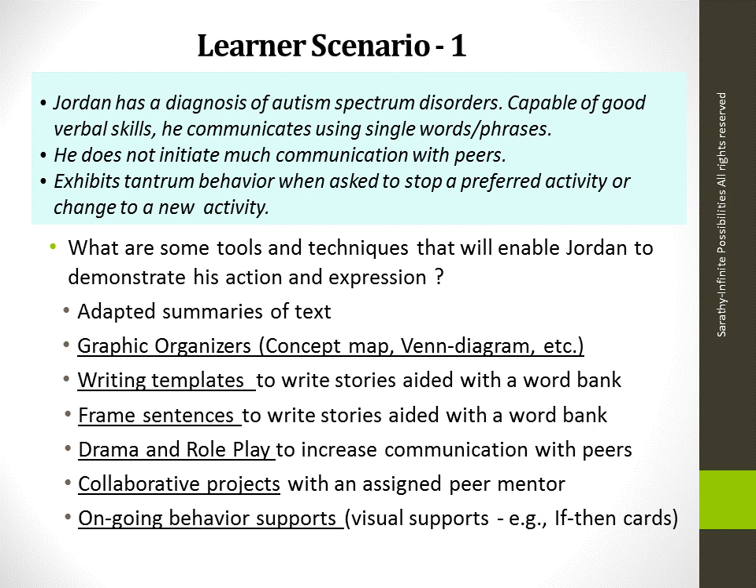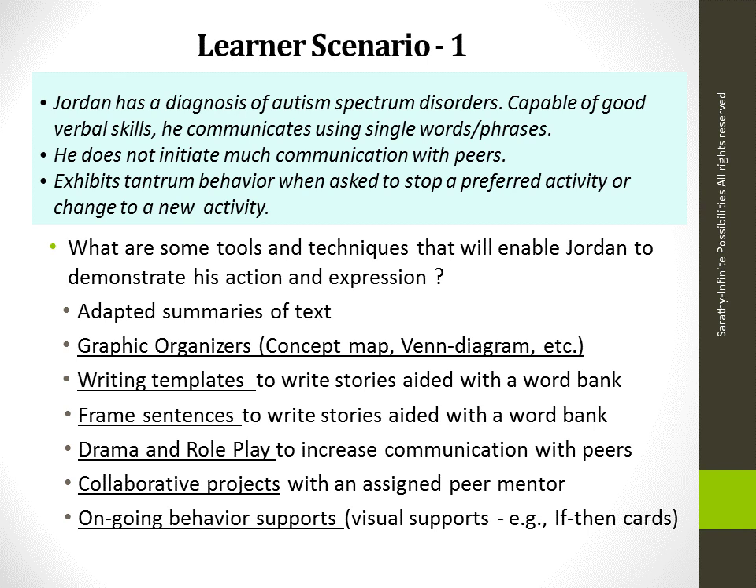Jordan has a diagnosis of autism spectrum disorders. He is capable of good verbal skills, but he doesn't always use them. He prefers to communicate mostly through single words or sometimes phrases, and he does not initiate communication with peers much. One of the issues he faces frequently is tantrum-like behaviors, especially when he is asked to stop a preferred activity and change to a new activity.